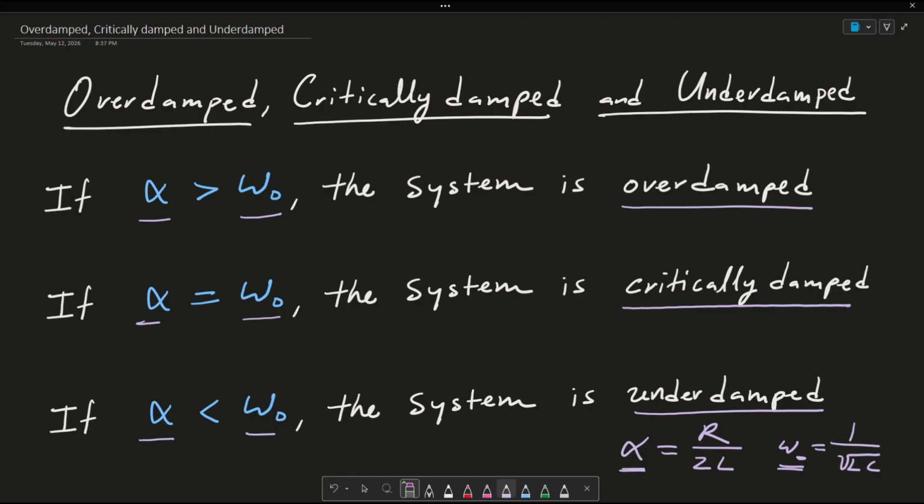So the whole purpose of this video is to take each of these cases and solve for I of t, and also graph I of t to see what each of these cases are doing and see how we can compare each of these cases to real-life applications.